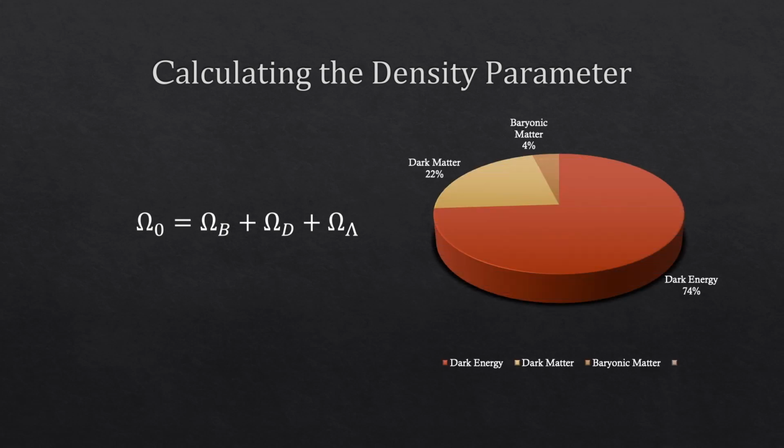Research done in 2015 by the Planck Cosmology probe has shown that the regular matter accounts for only 4% of the universe's total mass and energy, where the rest is made up of dark matter at 22% and dark energy at 74%. So we know that dark matter and dark energy makes up the majority of the universe's energy and mass. But how does this relate to the cosmological constant?